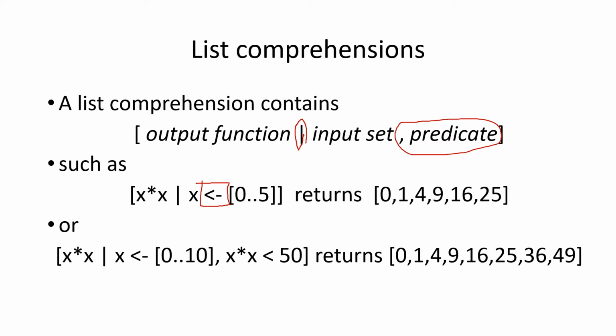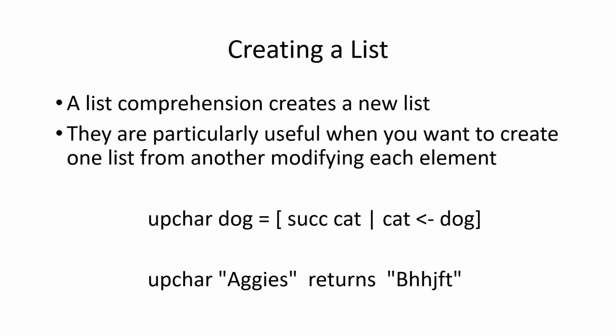This one doesn't have a predicate, but we could add a predicate here. Let's say we only wanted the elements that were less than 50. So we could include the same thing, and this will return the larger list. List comprehension is really useful for creating lists. You can perform a function on all the elements of an earlier list to create a new list.